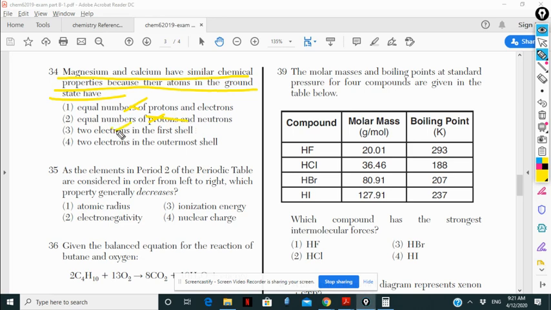Two electrons in the first shell. The first shell doesn't participate in the reaction. Two electrons in the outermost shell. So the answer must be 4.